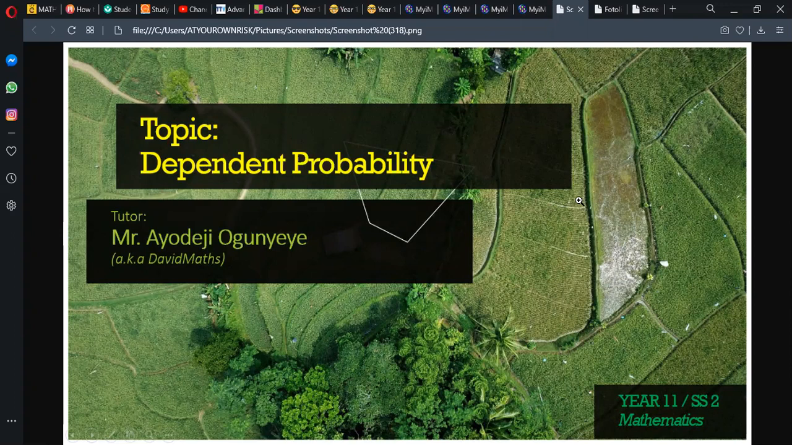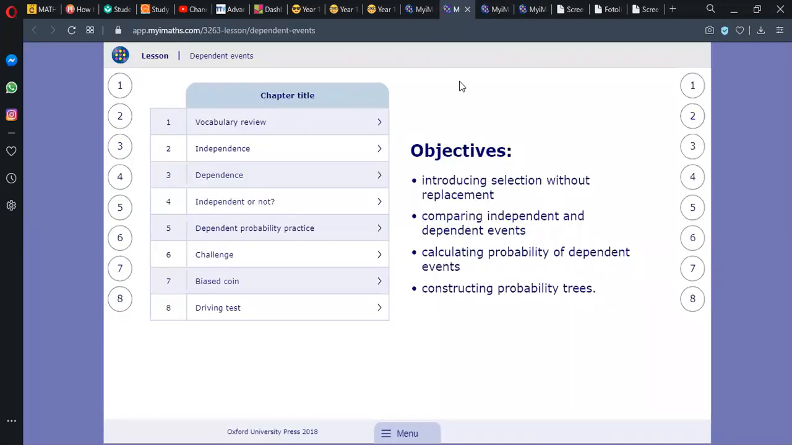Dependent probability. That'll be our next topic. So let's get straight into that topic very quickly. When it comes to dependent probability, we are going to be learning how to deal with events that have to do with selection without replacement. We're going to compare independent and dependent events to see how they link together, and then we shall be calculating the probability of dependent events. And then we can also look at the use of probability trees.